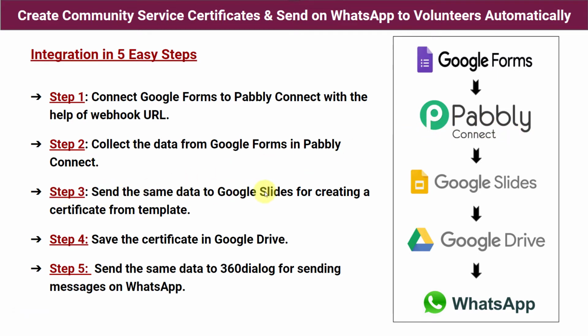And step 3 is send the same data to Google Slides for creating a certificate from template. In the third step, we are going to create a certificate from a template which is here in Google Slides. Then we are going to save the certificate in Google Drive. And after that, finally we'll send the same data or the certificate that we have created to 360 Dialog for sending messages on WhatsApp. So at the final step, we are going to send messages on WhatsApp to our volunteers, and to do that, we are going to use another application which is 360 Dialog. I'll tell you what 360 Dialog is later on in this video. First of all, let's jump back to our step 1 and open Pabbly Connect.